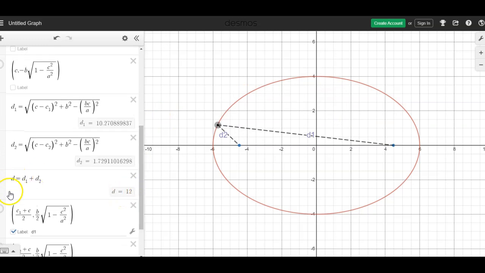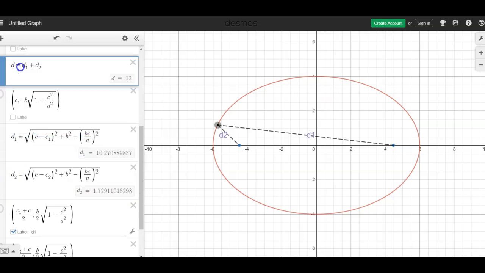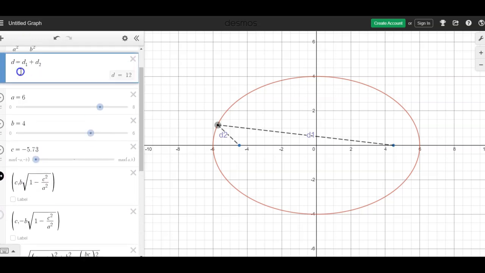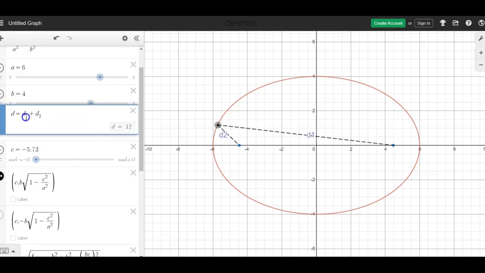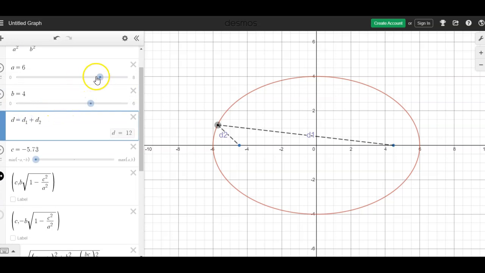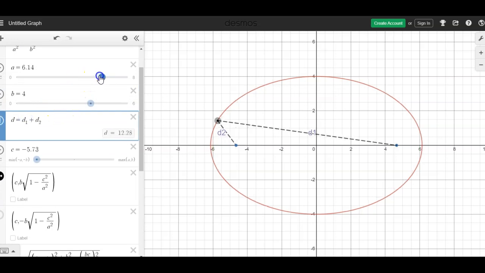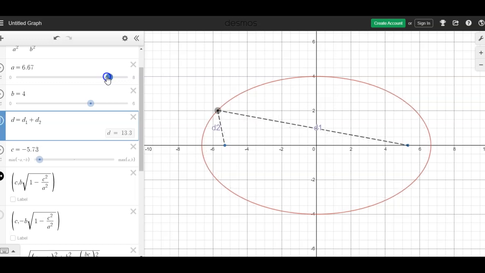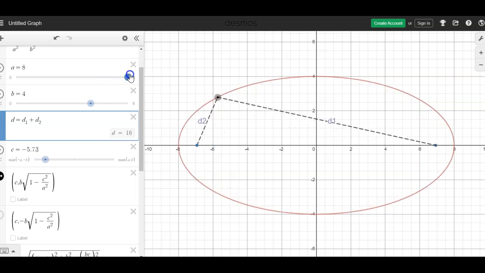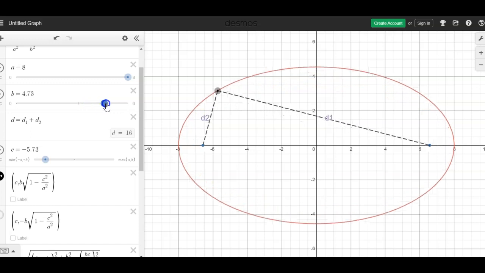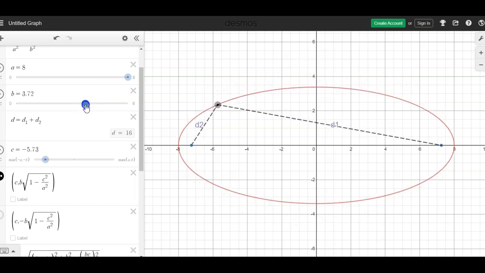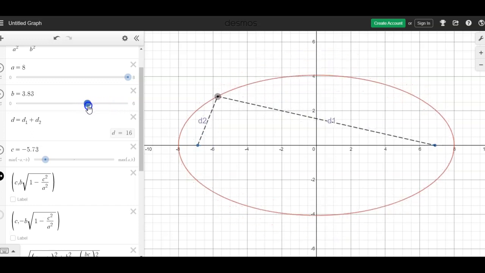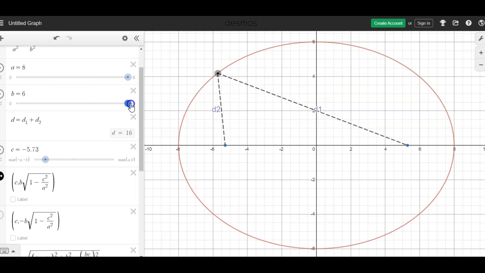Let me move this up so we can see it in real time as I'm changing it. When I change A, it changes along with it. Let me change it all the way up to 8. Now it's 16. Now watch what happens when I change B. Nothing happens to that distance. The sum of the 2 distances is always the same.